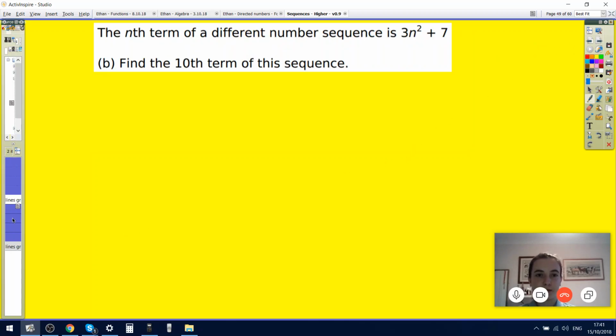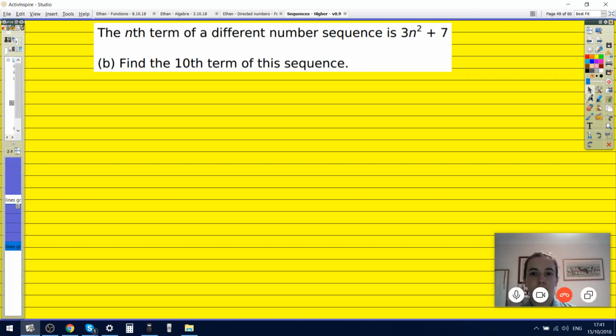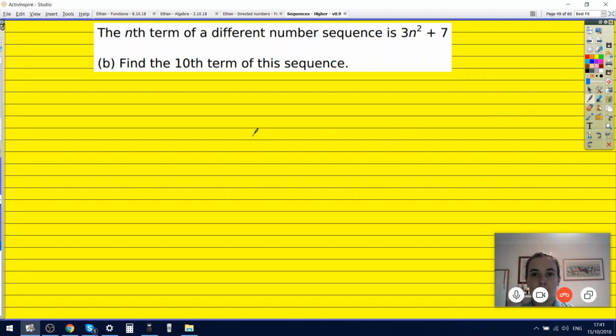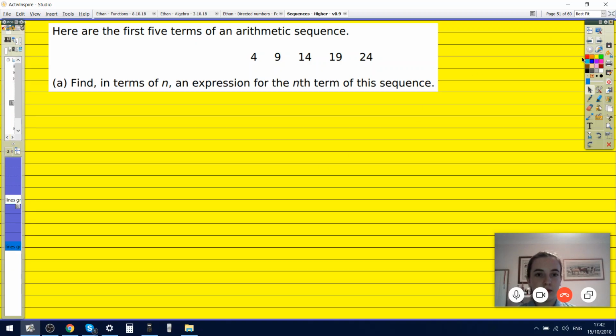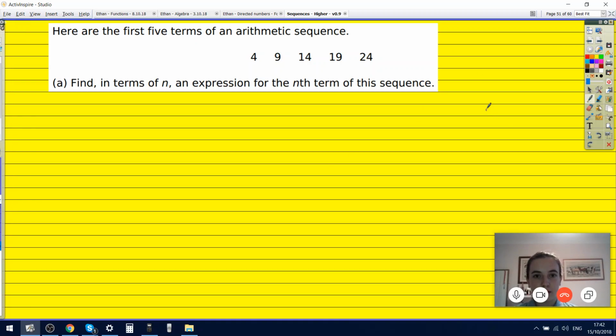Okay, how about this? So 3 times 10 squared plus 7 is 307. Well done. How about this? 5n minus 1. Mm-hmm.